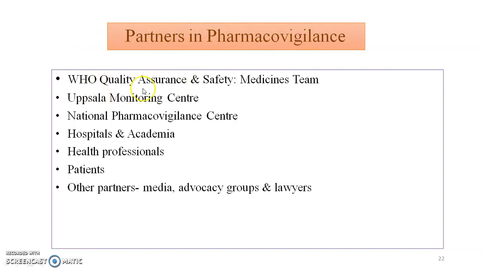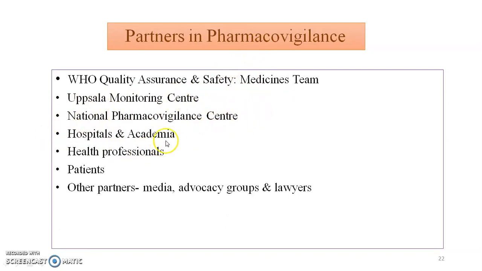One is the WHO quality assurance cell as well as the safety cell, where all the medical practitioners are one team. They do assessment. They are the partner of pharmacovigilance. And the Uppsala Monitoring Center, which is situated in Sweden, is a collaborating factor throughout the world for the pharmacovigilance program, and there are national pharmacovigilance centers established in every country, even in India.